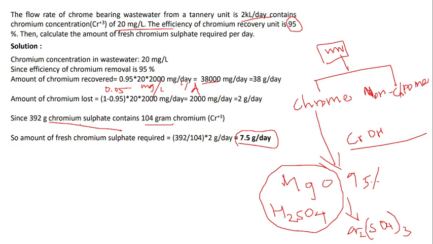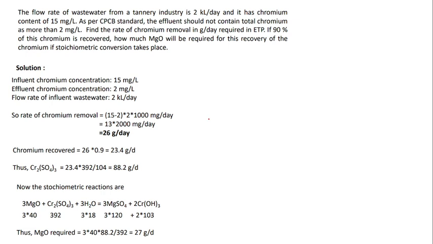So you have to calculate this 2 grams of chromium in terms of chromium sulfate. So we are using the stoichiometric balance. In 392 grams of chromium sulfate, 104 grams of chromium are there. For 2 grams of chromium, how many grams of chromium sulfate is required means we have to just divide 392 by 104 and multiply it with 2 grams. So finally, you will obtain 7.5 grams of chromium sulfate per day. This is to be freshly added to restore the process. I hope it is clear.